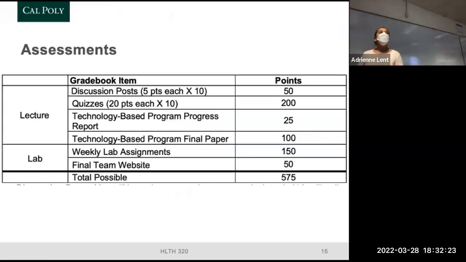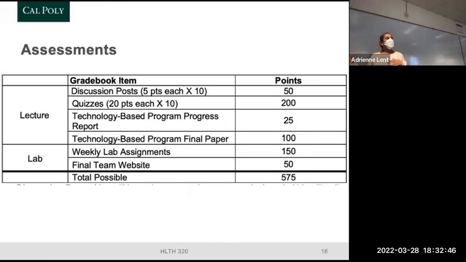All right, so what do your assessments look like? How is your grade made up? As I mentioned, you've got discussion posts that are worth 5 points each. You have 10 of them. You've got quizzes to complete every week. Those are worth 20 points each. You have a technology-based program progress report.